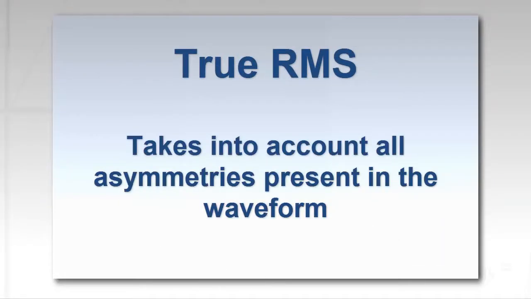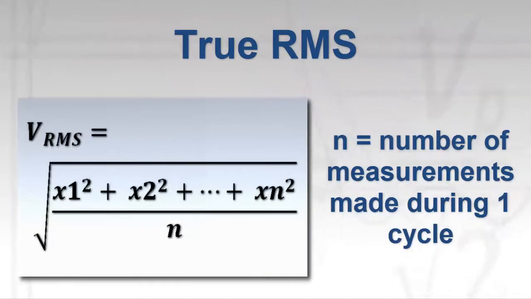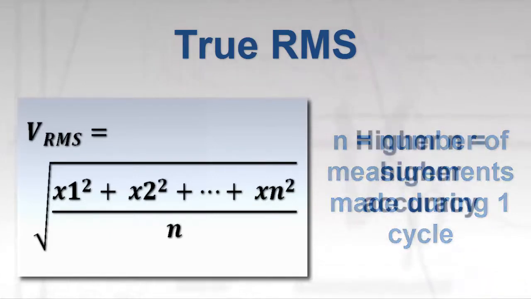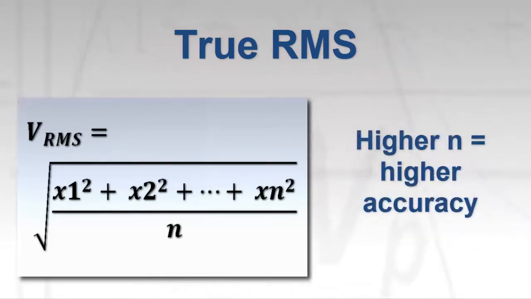This involves a more advanced mathematical calculation that takes into consideration all nonlinearities and asymmetries that may be present in the AC waveform. In this equation, N equals the number of measurements made during one complete cycle of the waveform, or sample rate as it's termed. The higher this number is, the more accurate the RMS calculation will be. This is because the higher the value of N, the higher the order of harmonics this formula can accommodate. Always look for true RMS when selecting a meter.